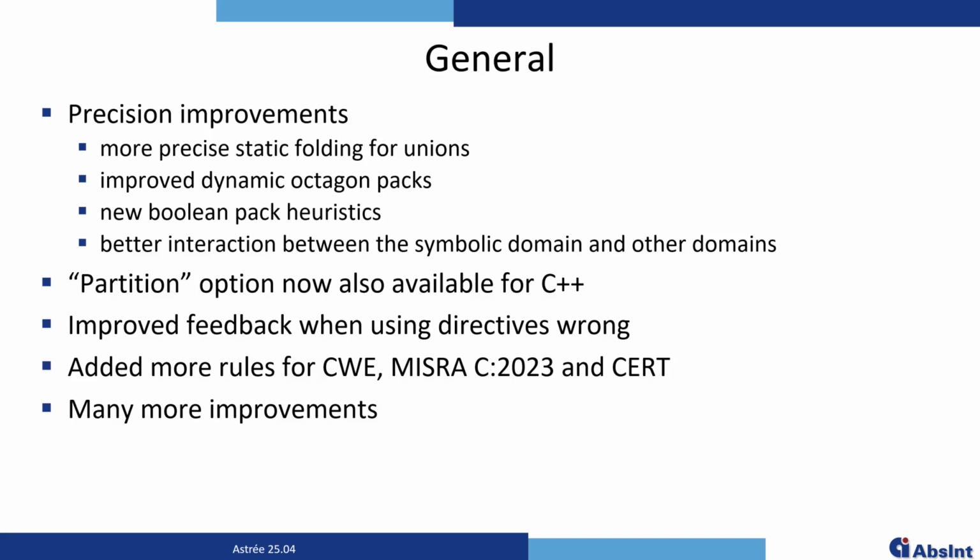I have picked some further improvements for you. For example, we have implemented some precision improvements in terms of more precise static folding for unions, improved dynamic octagon packs, new Boolean pack heuristics, and better interaction between the symbolic domain and other domains. The partition option has now also become available for C++. We have improved feedback when using directives in a wrong fashion, added more rules for CWE, MISRA C 2023 and CERT, and many more improvements.